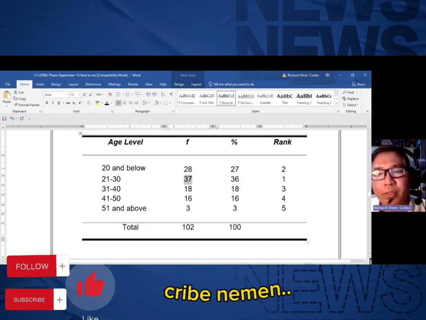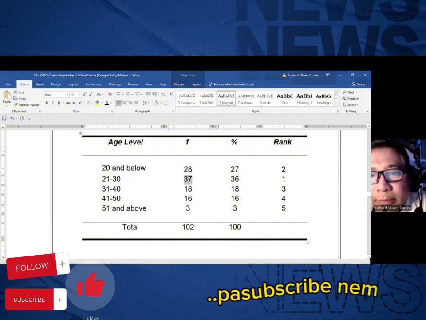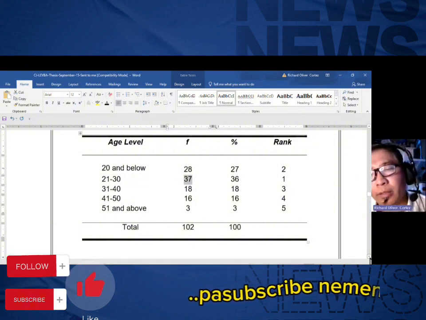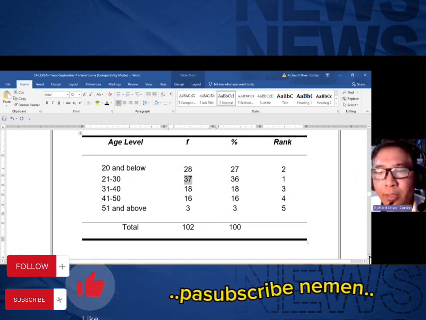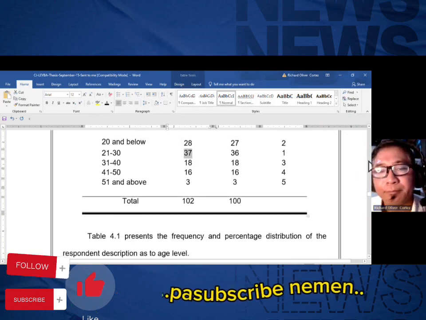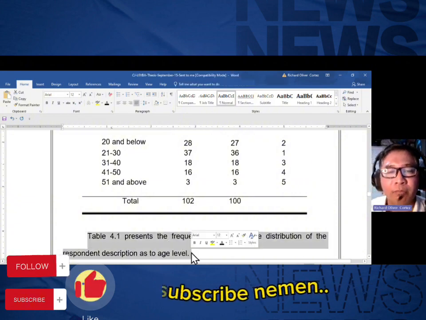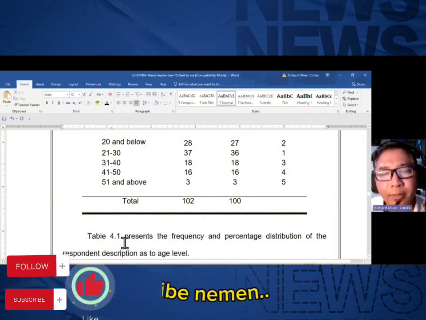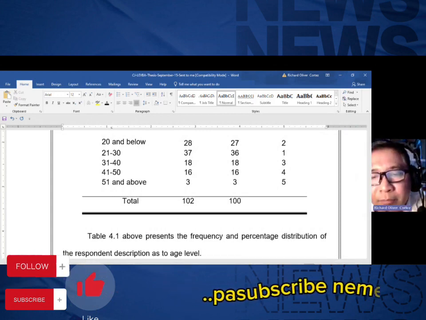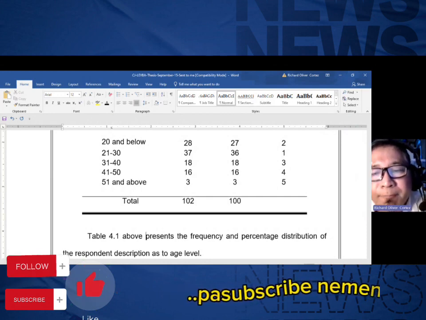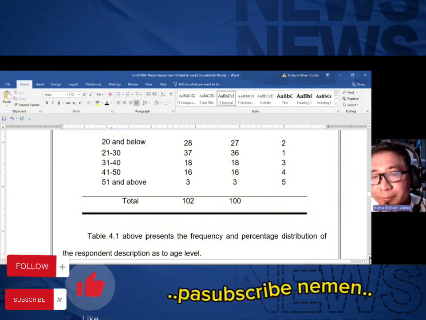And below, as I said earlier, the discussion for the table should be written below the table itself. The discussion of the table should be written like this. You start with identifying or introducing the table above. So, Table 4.1 above, okay, you can write above, presents the frequency and percentage distribution of the respondents. A very short paragraph, just the opening paragraph.